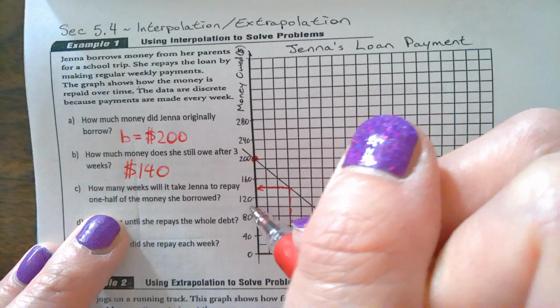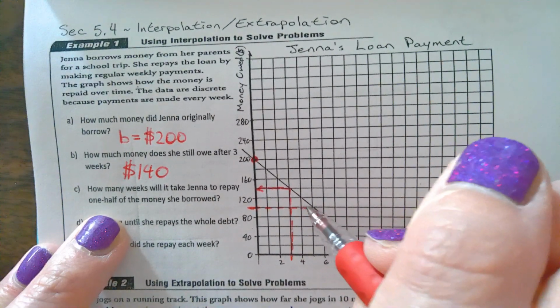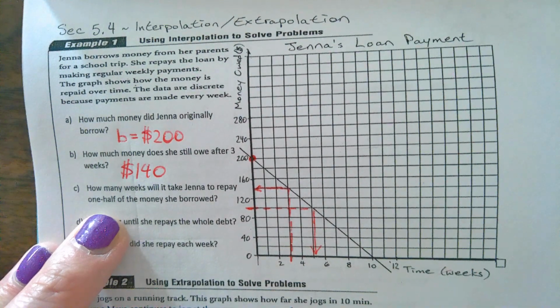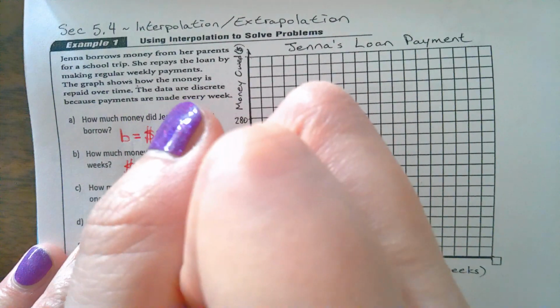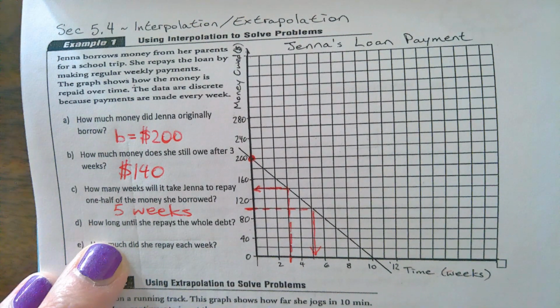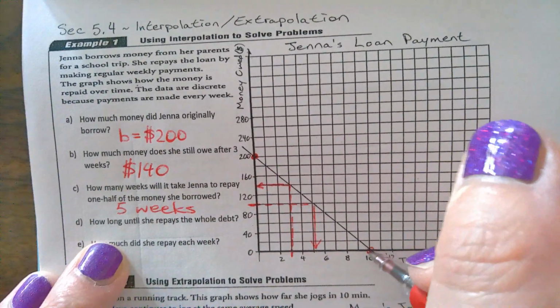So 100 right here, she's gonna go across, and then down. How many weeks will it take? 5 weeks. Good. And how long until she repays the whole debt? Basically, when is the amount owed at $0? Yancy? 10 weeks. Good.